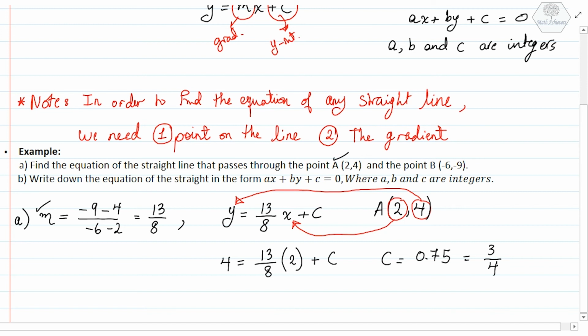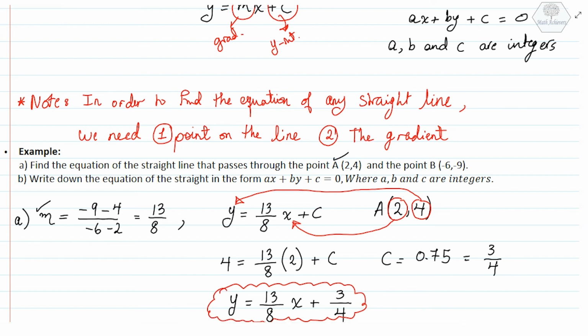So now I can find the equation of the straight line to be y is equal to 13 over 8 x plus 3 over 4. And this is the equation of my straight line. This is the solution for part A.